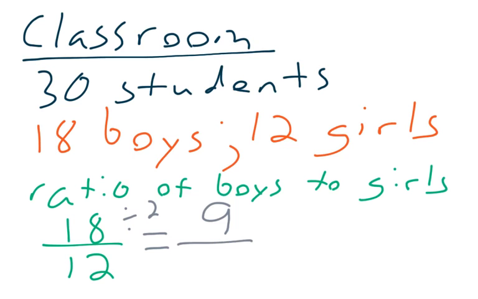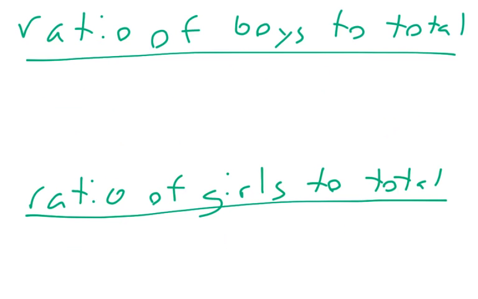So I get 9/6. And that can still break down even further. What's a number that can go into 9 and 6? 3. So I end up getting a 3:2 ratio. So for every 3 boys, there's 2 girls. So that's ratios. That's how we deal with those.